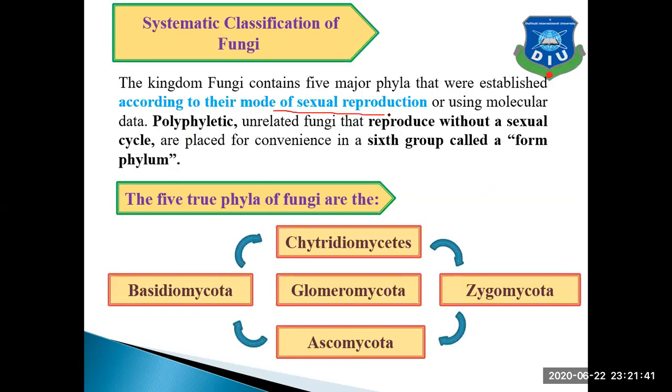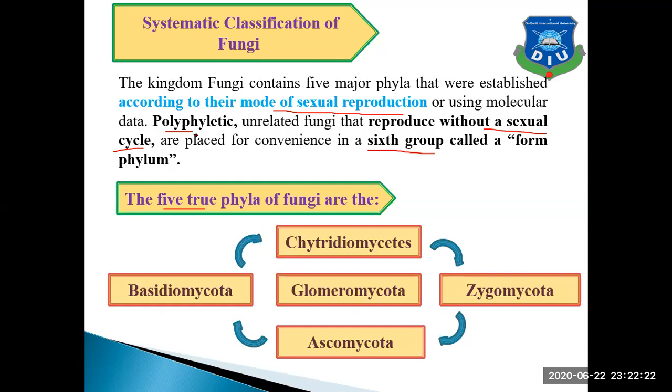That base is actually reproduction. Based on their mode of sexual or asexual reproduction, this systematic classification is divided. On the basis of that reproduction, they are divided into five phyla. Besides that, another kind of classification we can also know is polyphyletic. It is said that it will be a six-group classification, forming a phylum, and it reproduces without any kind of sexual cycle.